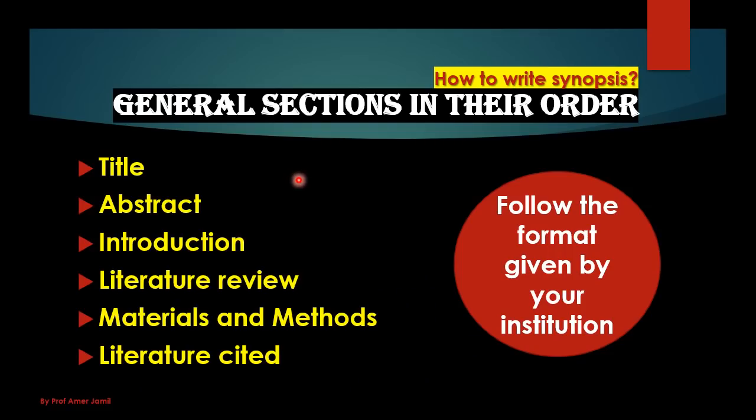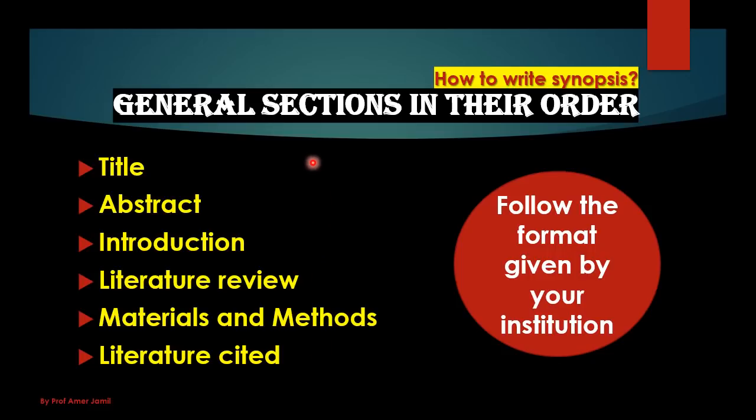Synopsis has different sections, and all these sections are arranged in a certain order. Although this format varies from one institution to another, this is the general format and general order of the sections which is presented. Like it has a title, then abstract, introduction, then literature review, then materials and methods, and then literature cited.